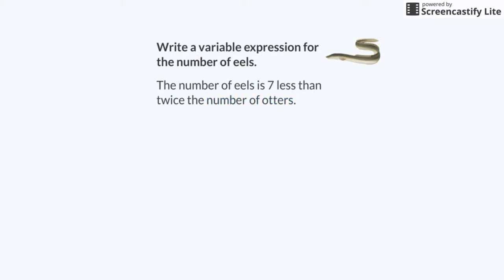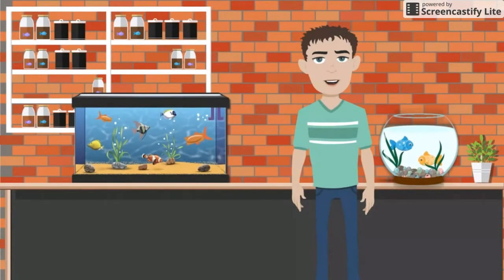I can write the expression using e for the eels, and that equals twice the otters, which means 2 times t, or just 2t. But I'm not done, because the number of eels is 7 less than twice the number of otters, so we need to subtract 7. So, the expression for eels in terms of otters is e equals 2t minus 7. Cool, I made up two expressions about the animals at the aquarium.